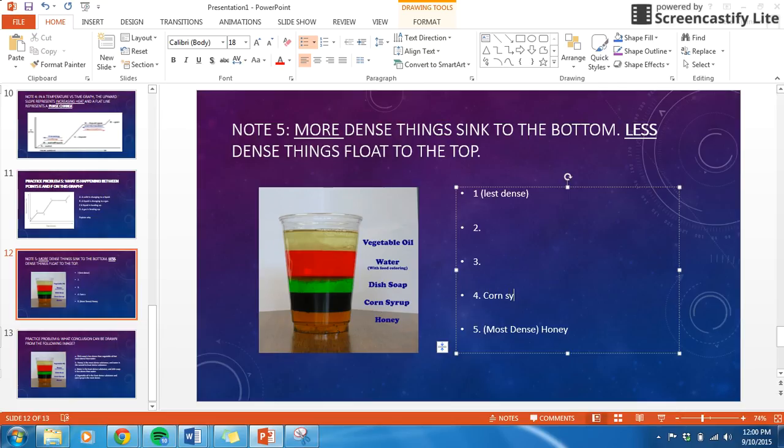So corn syrup is less dense than honey. I know that dish soap is going to be less dense than corn syrup, so dish soap is going to be less dense because it's floating on top. I know that then water is going to be even less dense. And then our least dense, what's floating all the way on top, is going to be our vegetable oil.